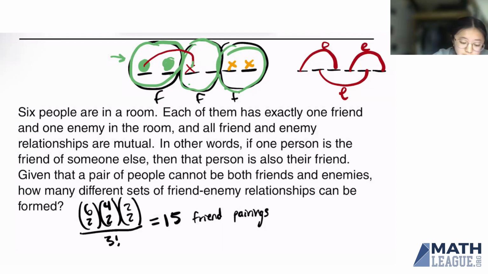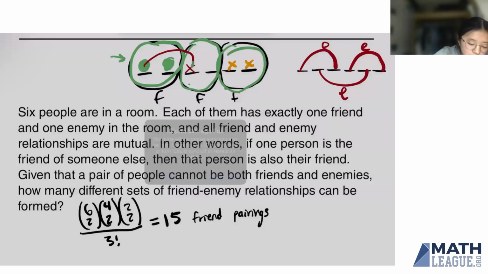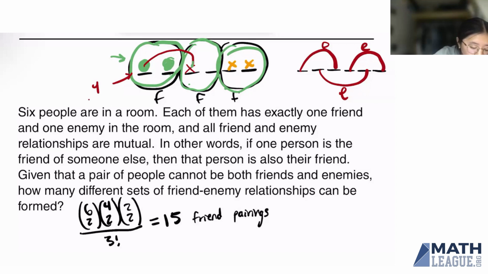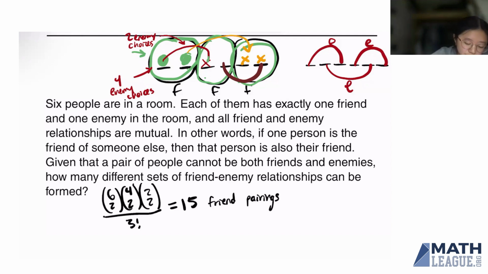So it must just be the other 2 that are not from the same pair as the first person's enemy. So there's 2 choices. For the first one, there's 4 enemy choices. Then for the next one, there's 2 enemy choices. And then after those are chosen, the last 2 remaining people must also be enemies. So it's the 4 times the 2, which gives me 8. So that's 8 enemy pairings.